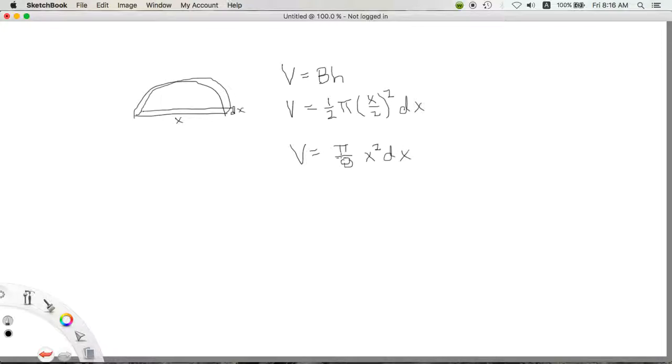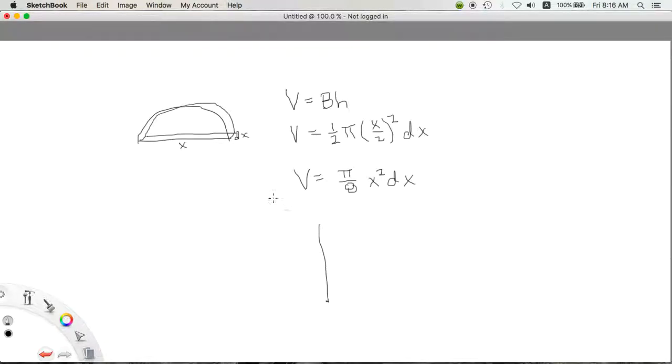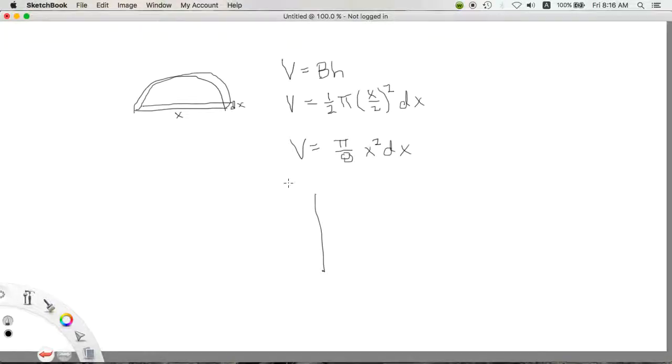Now it's going to be really important that you think about how to do this, because when we find different volumes, for example, if we have a cone, it's a terrible drawing, but you get the idea. If we have a cone and we want to find the volume using this method, then when we cut off our little slices, we're going to have little discs. So the area of the base would be a circle, and then times the height, dx.